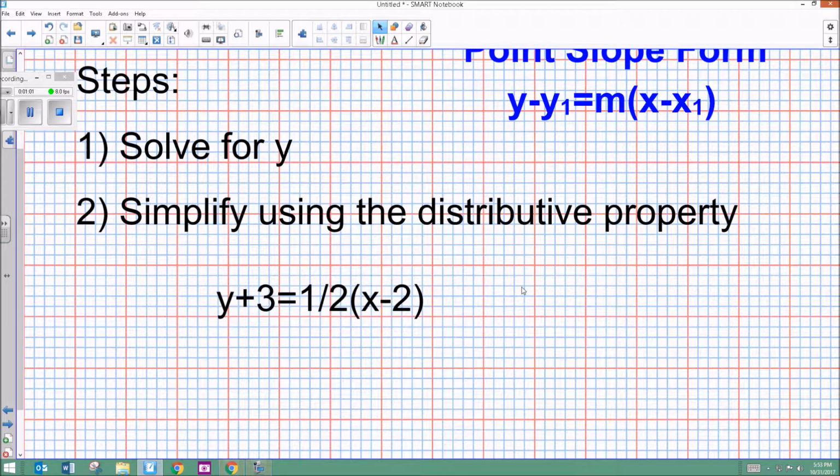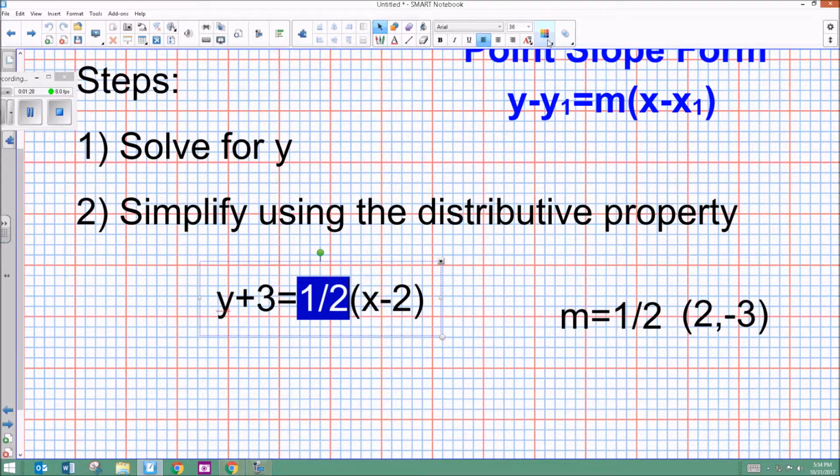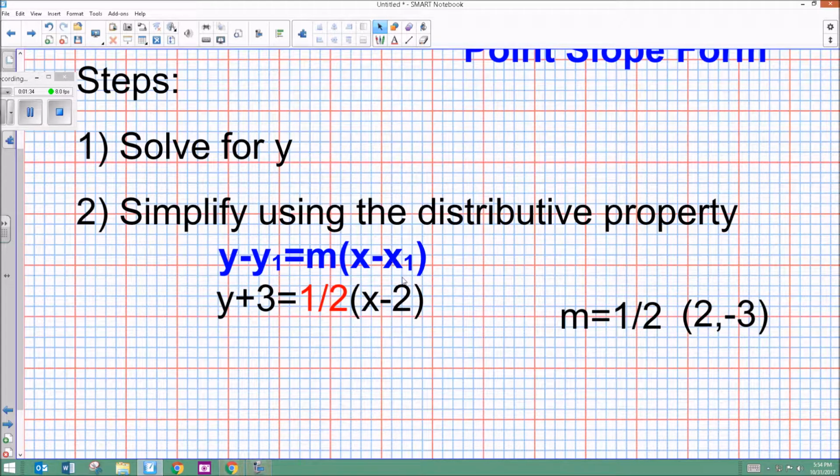Now, this is the equation of a line that has a slope of 1/2, and it goes through the point (2, -3). How do I know this? Well, my slope is right here, because that's where m is. And x1 is actually positive 2. It's supposed to have a minus in front of it, so if this is a minus, then the x1 is just positive 2.